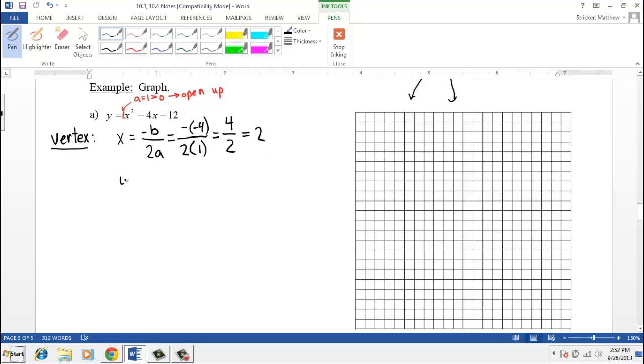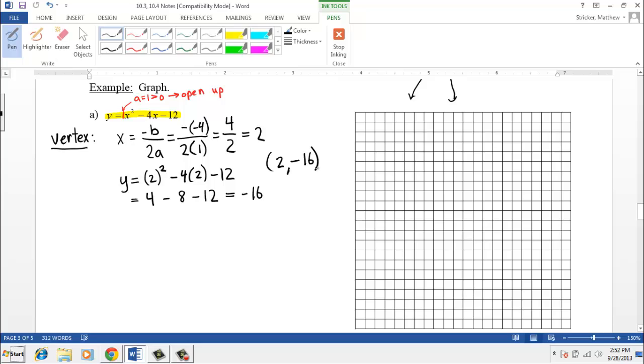The y-coordinate we get by just plugging back into our function. So this is going to be, instead of x squared, it's 2 squared. We're using our original function here, or equation. 2 squared minus 4 times 2, minus 12, which is 4 minus 8 minus 12, or minus 16. So our vertex is at the point (2, -16).